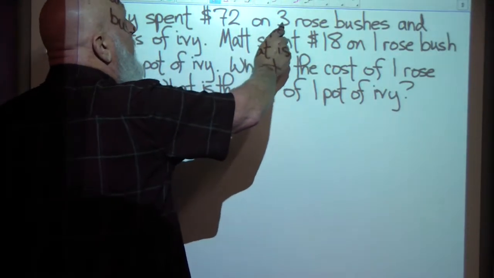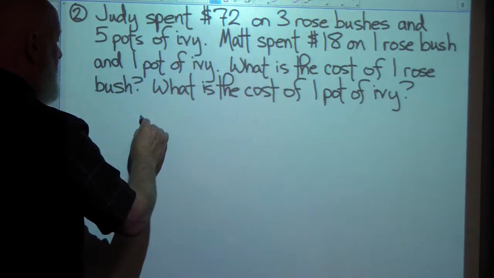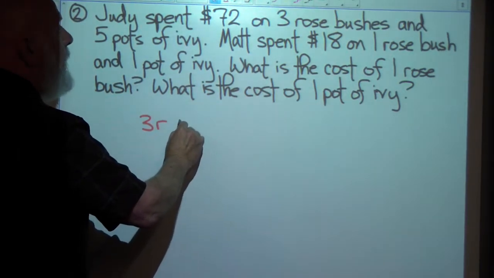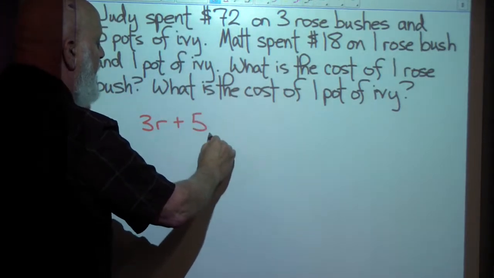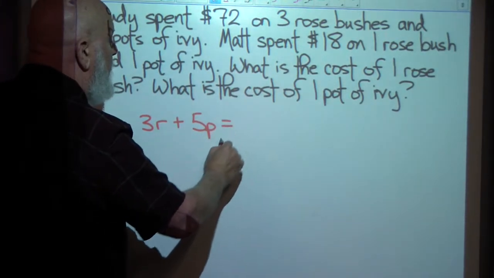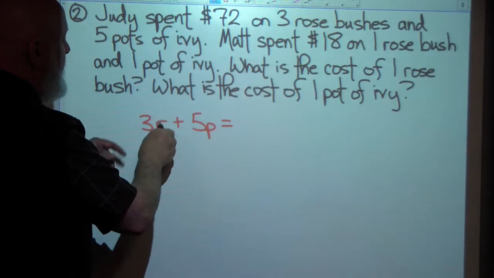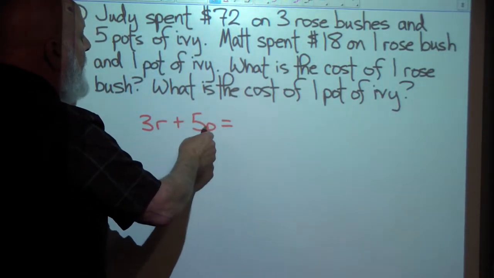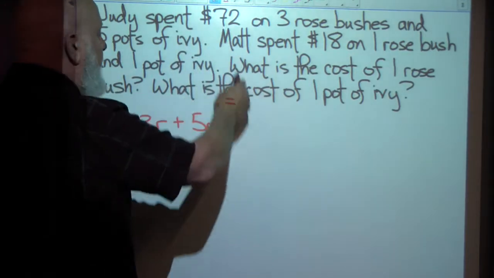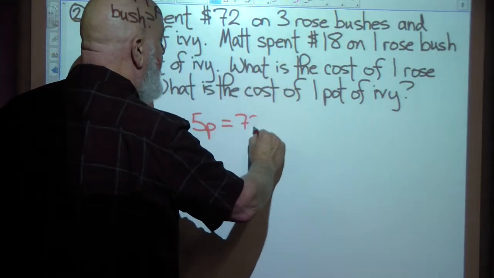$72 was spent on 3 rose bushes, so I'm going to say 3R, plus 5 pots of ivy, I'll just call it P, 5P, is equal to, you can use any variables you want, but I like them to kind of remind me of which one I'm talking about. Pots of ivy, roses. And that's going to be $72. There's one equation, yay.